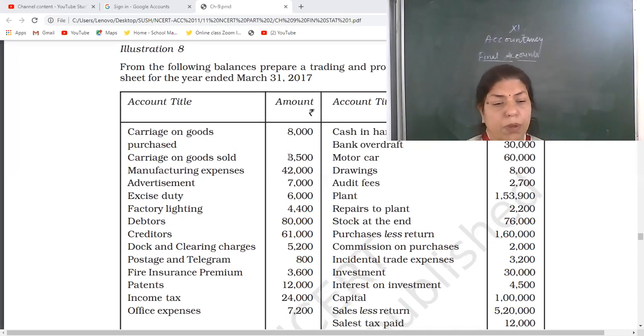Income tax. Income tax is a personal expense. It is treated as drawings. Again I am telling you, income tax is paid by the proprietor on his income. That's why it is termed a personal expense and it should be shown as drawings and deducted from the capital. Okay. Now office expenses. Where to show the office expenses? P&L. Good answer.